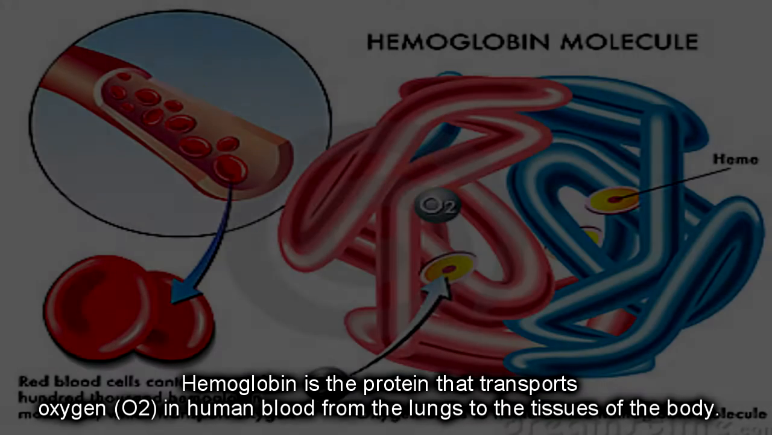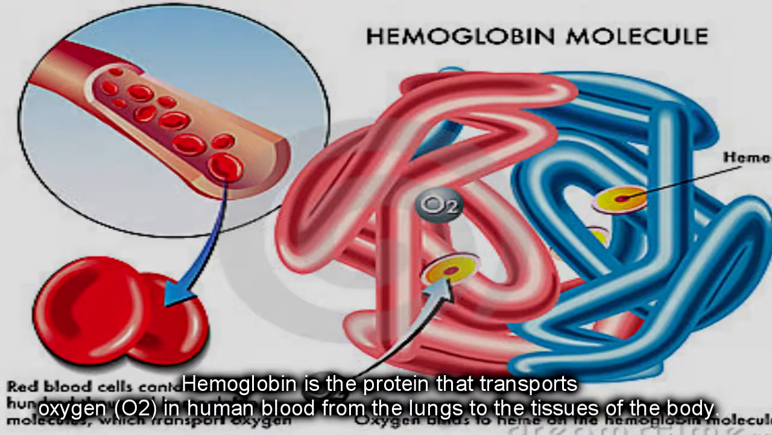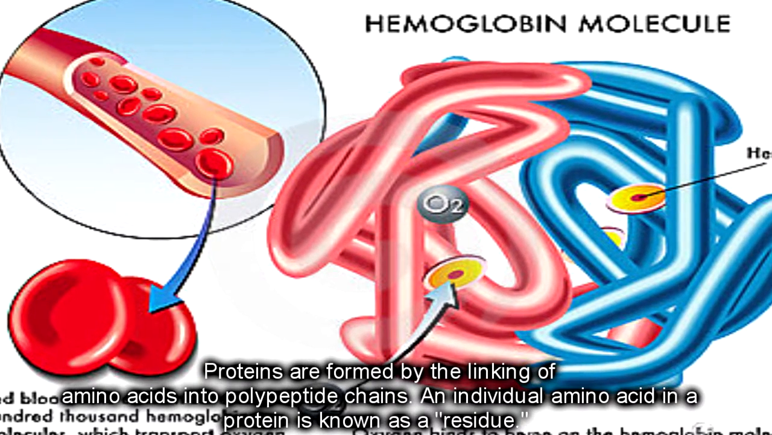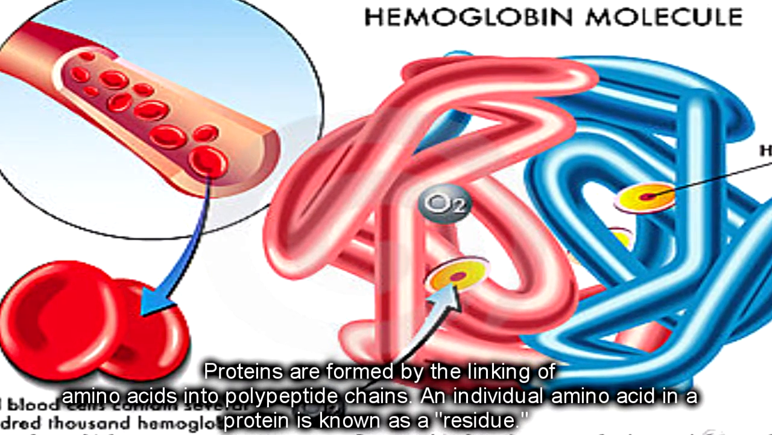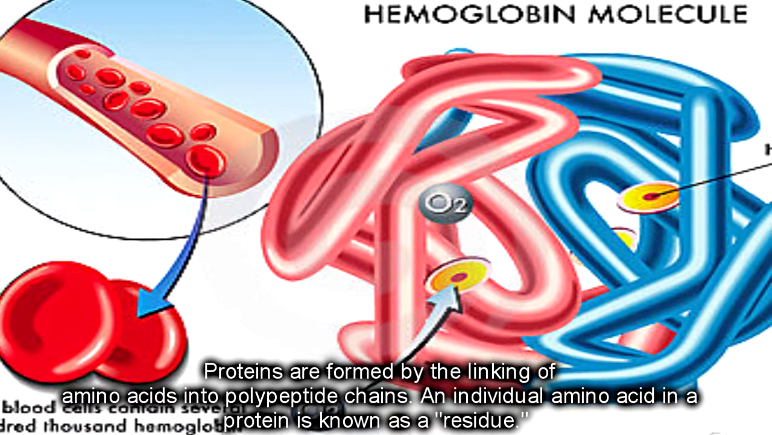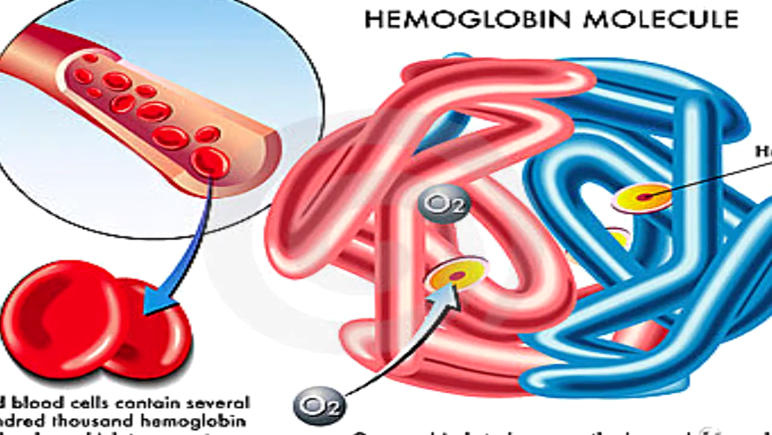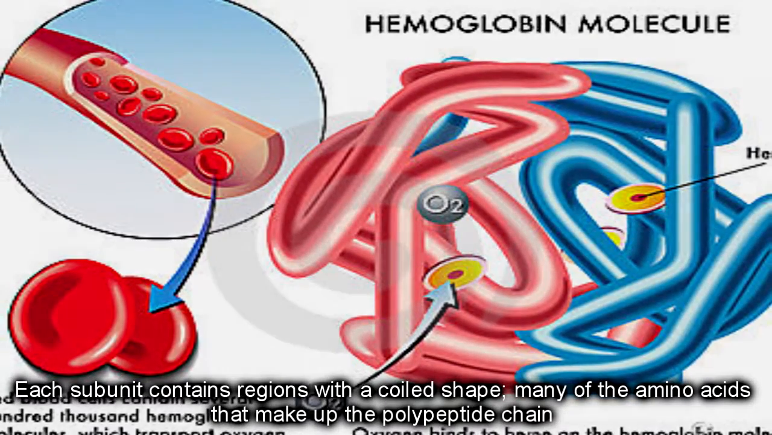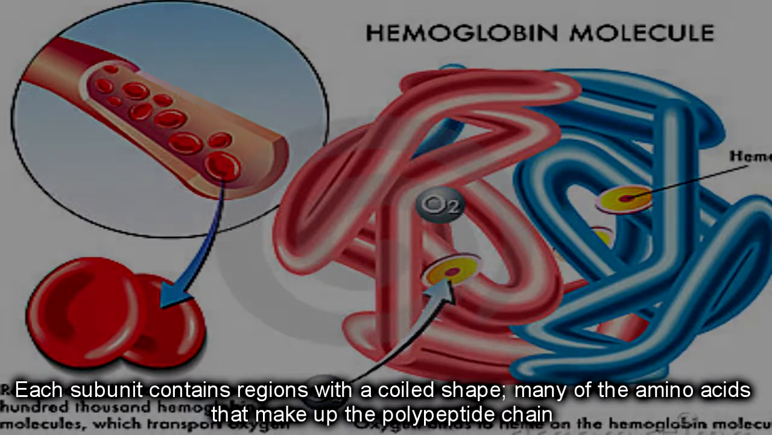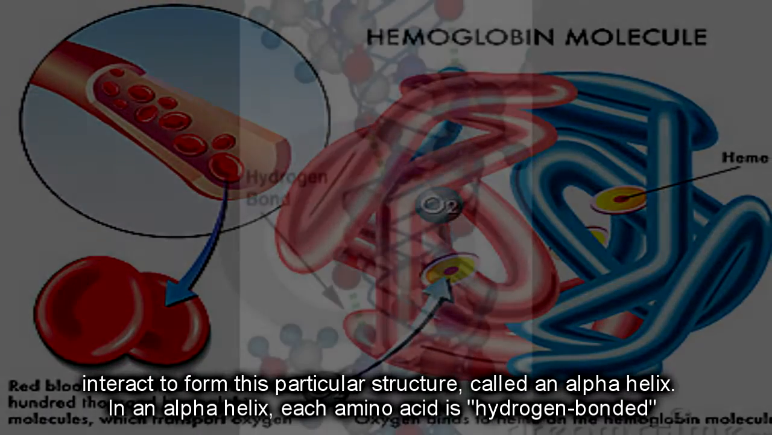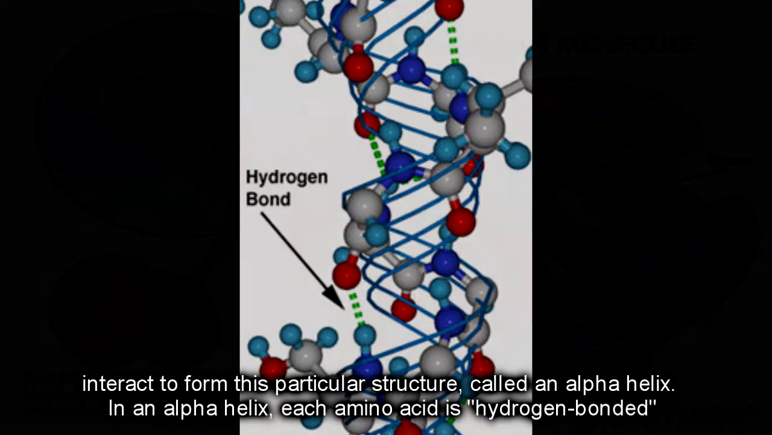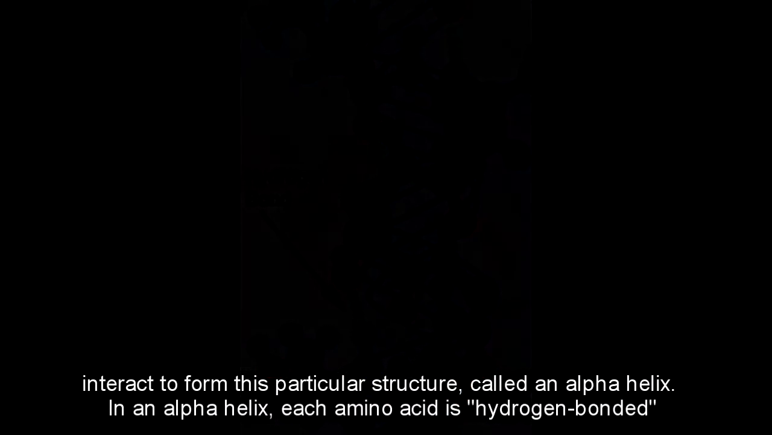Hemoglobin is the protein that transports oxygen in human blood from the lungs to the tissues of the body. Proteins are formed by the linking of amino acids into polypeptide chains. An individual amino acid in a protein is known as a residue. Each subunit contains regions with a coiled shape. Many of the amino acids that make up the polypeptide chain interact to form this particular structure, called an alpha helix. Each amino acid is hydrogen bonded.